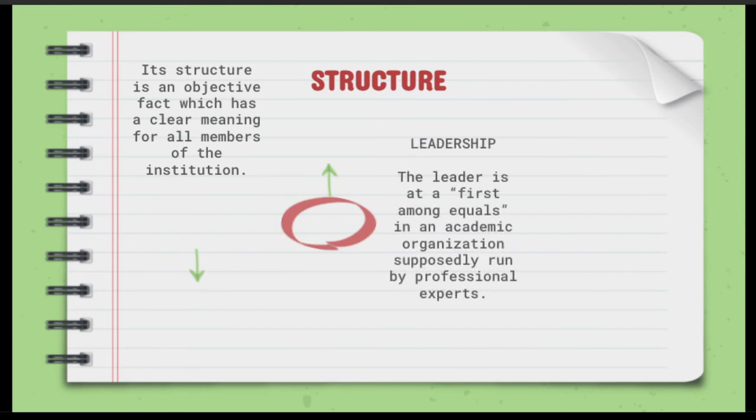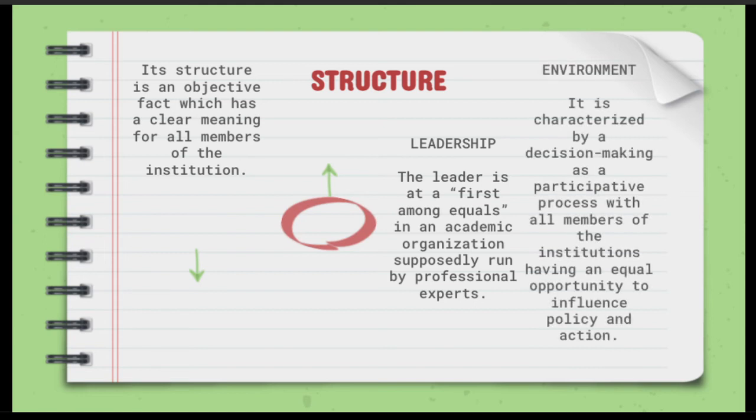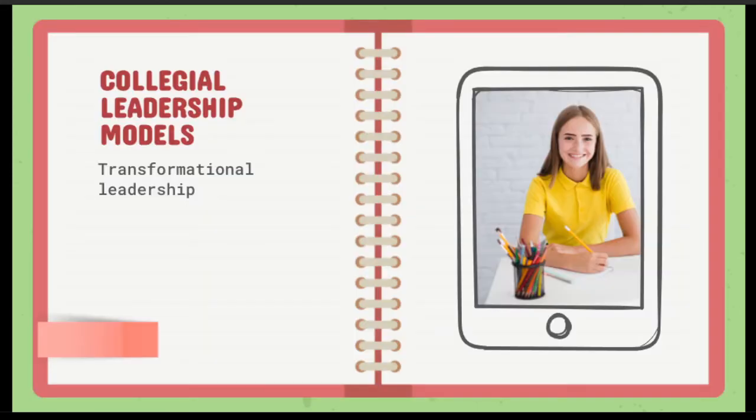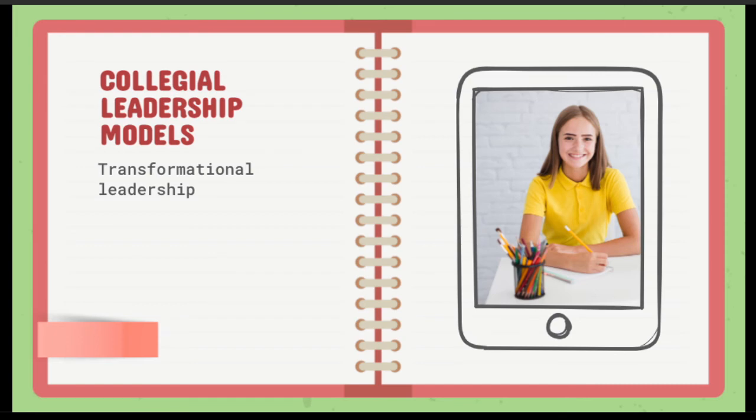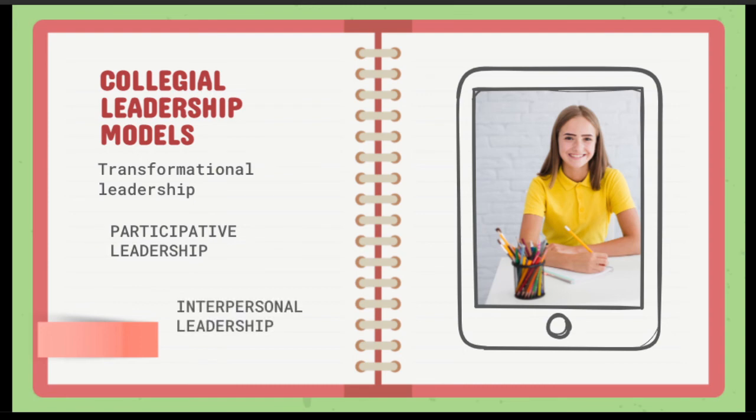So when you talk about leaders, it must be first among equals in an academic organization supposedly run by professional experts, and it is characterized by decision making as a participative process with all members of the institution having an equal opportunity, influence, policy, and action. Thus, the basic idea here is less command than to listen, less to lead rather than to gather expert judgment, less to manage than to facilitate, less to order rather than to persuade, meaning the leader is not so much a star. And we also have the transformational leadership, which includes participative leadership, interpersonal leadership.